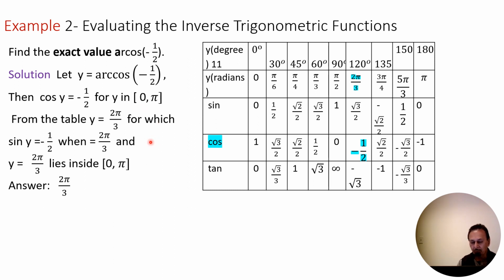So now let's go to the table. We look for negative 1 over 2 in the cosine row, right here. And going up, the angle is 2 pi over 3. Let's check if 2 pi over 3 is in the interval. Yes, it is. So in this case, the answer will be 2 pi over 3.